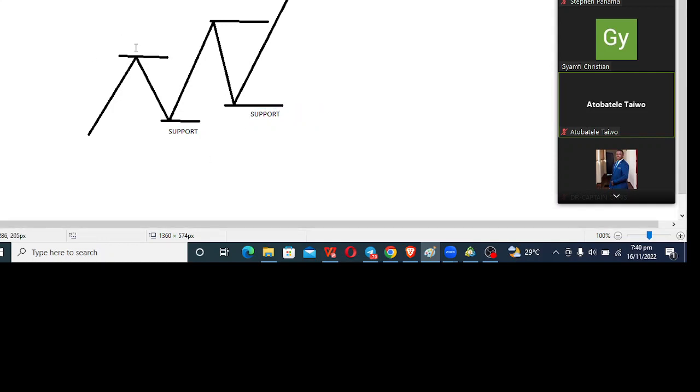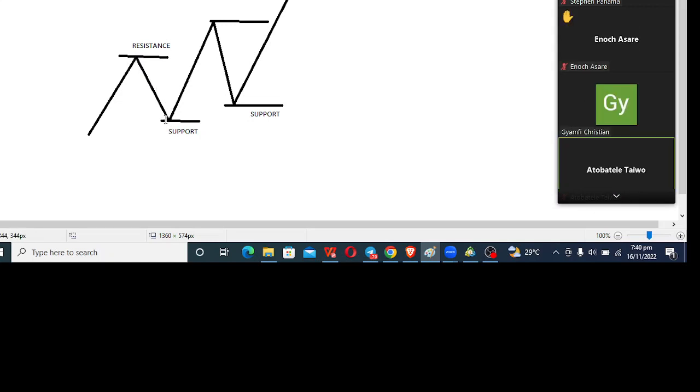Based on the explanation I just gave, we have our support and resistance here. Just as I said, when a falling market, if you can see my cursor moving, started from this particular point and then started dropping, it got to this particular point, stopped over there and then began to rise. So when a falling market stops, changes direction, and then begins to rise, that's where we have our support.